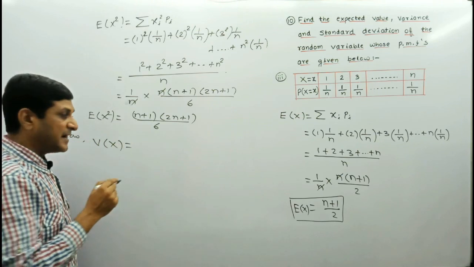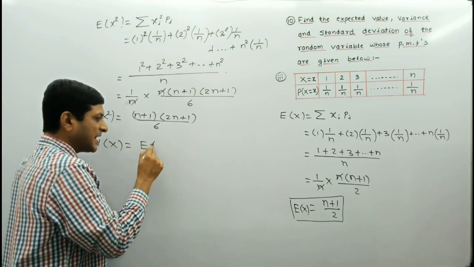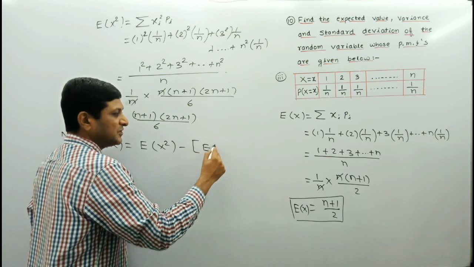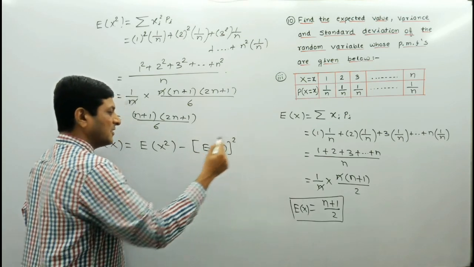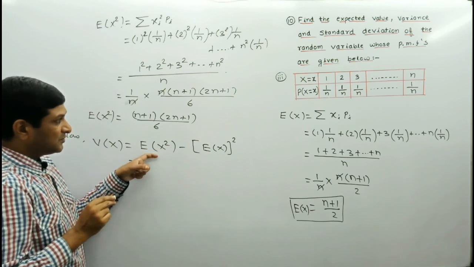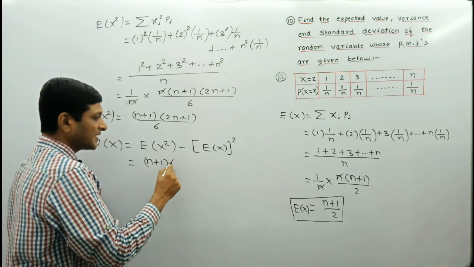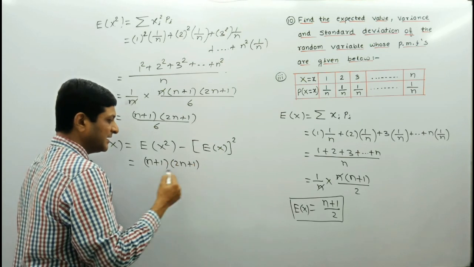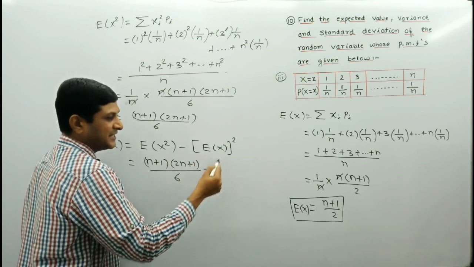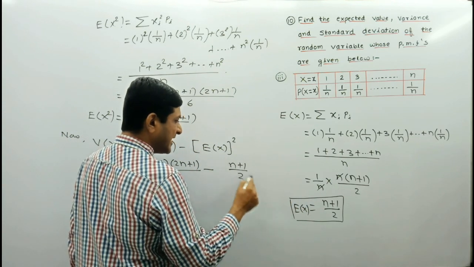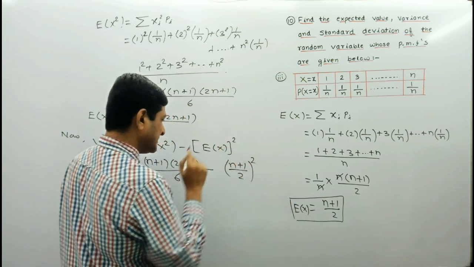And the variance of a random variable can be found by applying which formula? E of x square minus square of E of x. Square of what? E of x. Now substitute the value of E of x square, which is n plus 1 into 2n plus 1 divided by 6, minus, what is the value of E of x? That is n plus 1 divided by 2. Keep this square as it is.